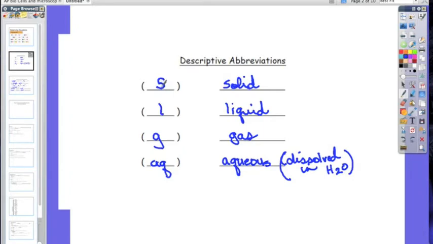In an equation, a lot of times you're going to see the state of matter. There are three states of matter: a solid, a liquid, and a gas. You'll see those in parentheses. And if you have an aq, that means aqueous. An aqueous solution is one that's dissolved in water. So if you'll pause for just a minute and fill that in, and then we'll go to the next one.